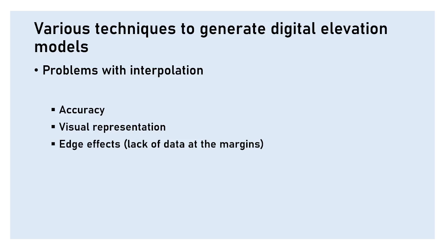Now the main problem with interpolation is the accuracy. We are doing it, but at times our assumption may not be right. Tobler's law of geography is an observation, but it's not necessary that it can be true all the time.